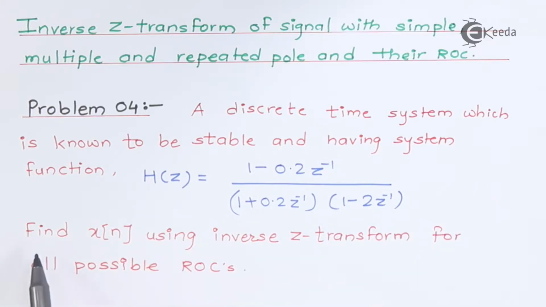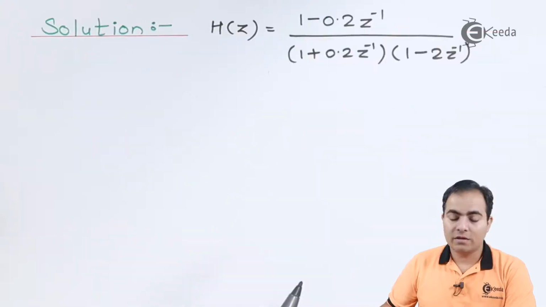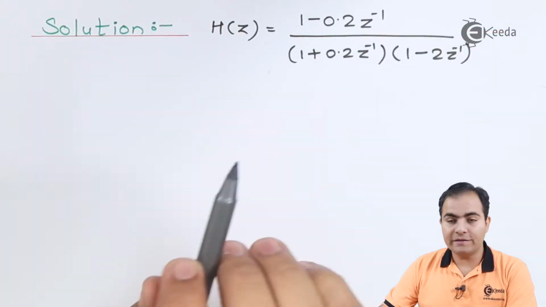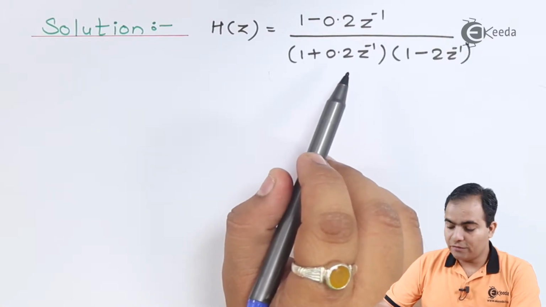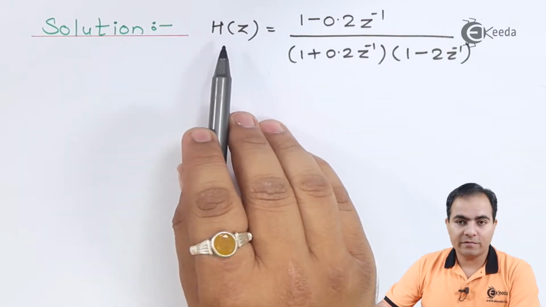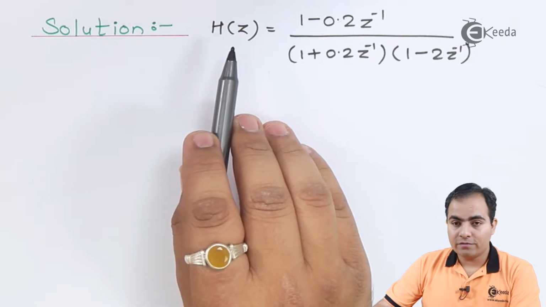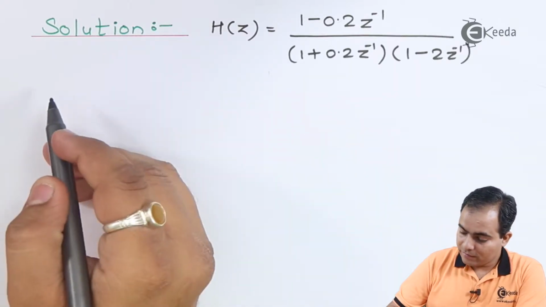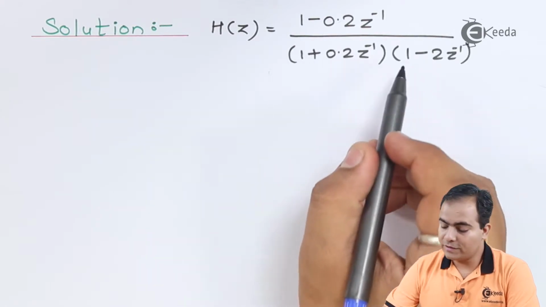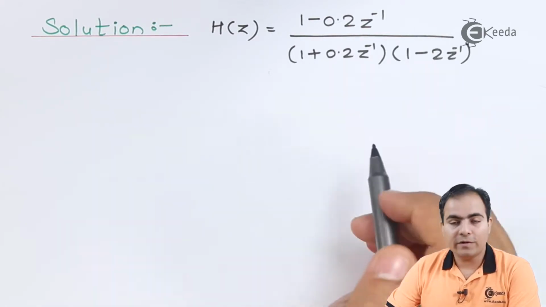Now what are we going to do? We are going to find x of n using the inverse Z transform, but for all possible ROCs. So we have to find the inverse of this function for all possible ROCs. First we'll find the inverse Z transform by using partial fractions, and then we'll move on to ROC. The function H of z is given in the question. We have to find h of n, and for that we will use the partial fraction technique. We already have two poles, which means we will use two variables.